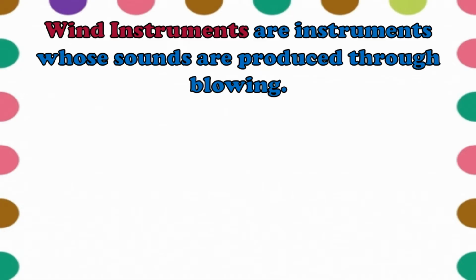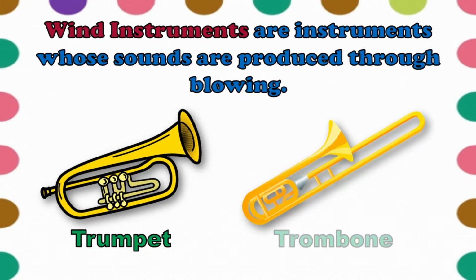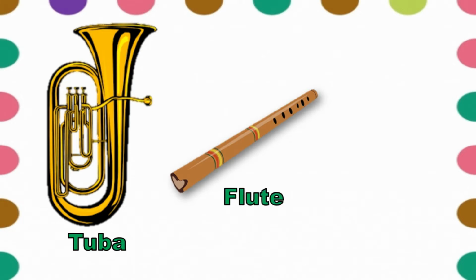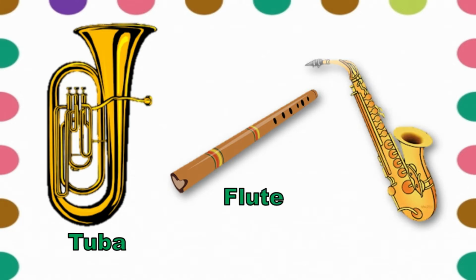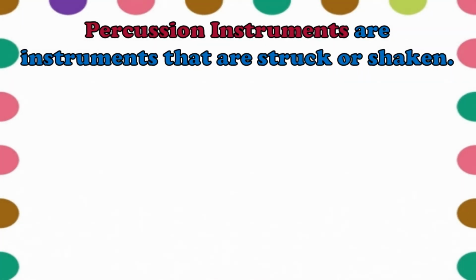These instruments are trumpet, trombone. Another wind instruments are tuba, flute, and saxophone. What is percussion instruments?